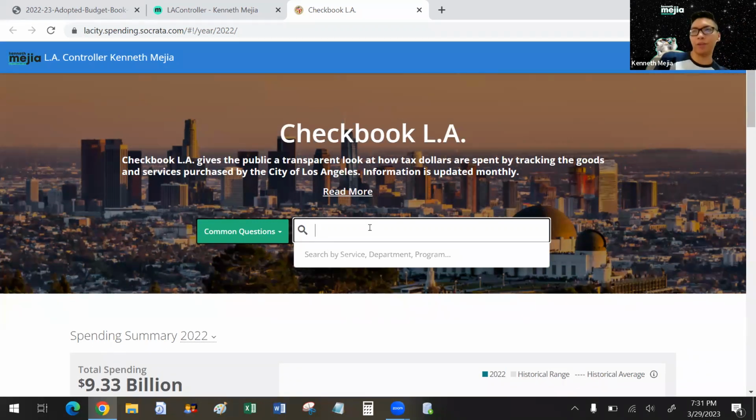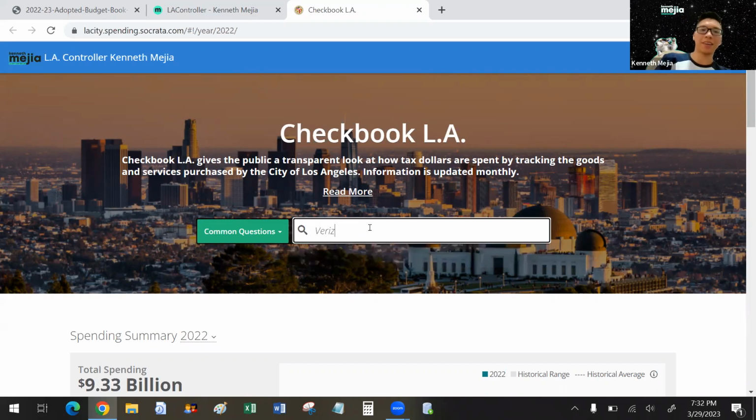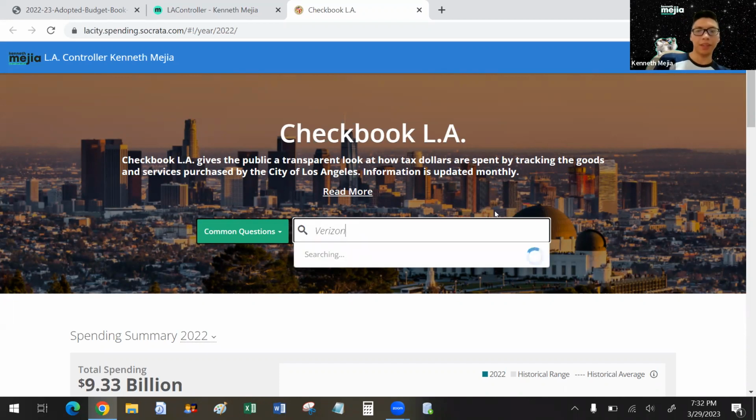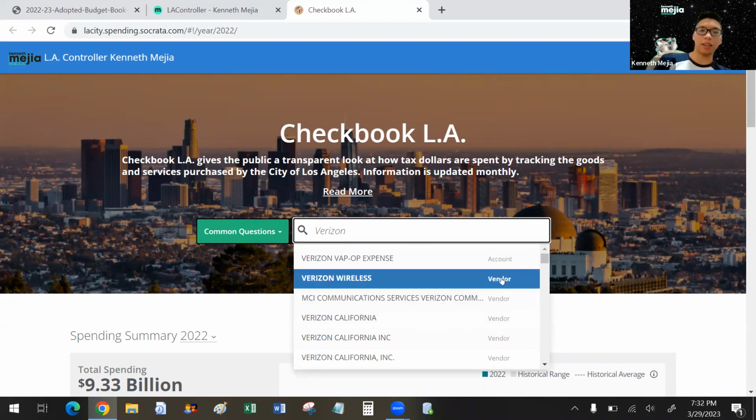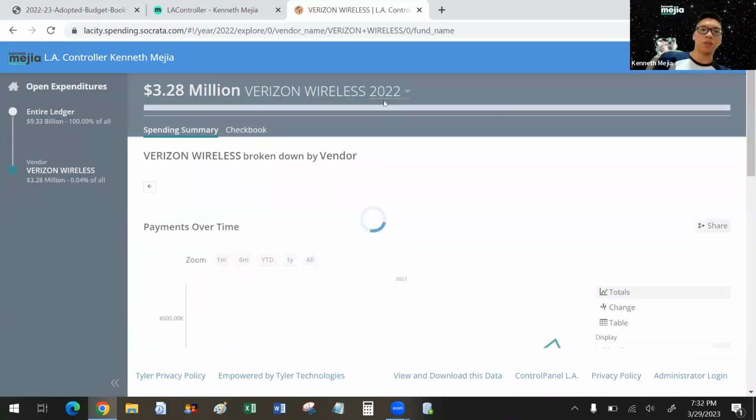So if we just type in a random vendor here, I don't know what's a random vendor we could put in, let's just type in Verizon. You type in Verizon here, and it's going to ask, what do you want to check? The account, or how much we spent on the vendor? So let's click on Verizon Wireless. You could see here in last year, we spent $3.28 million on Verizon Wireless.